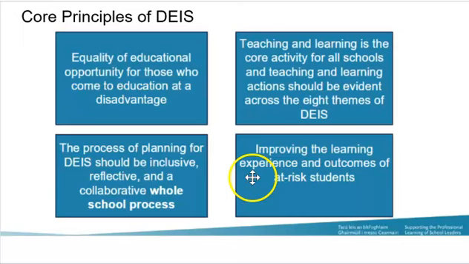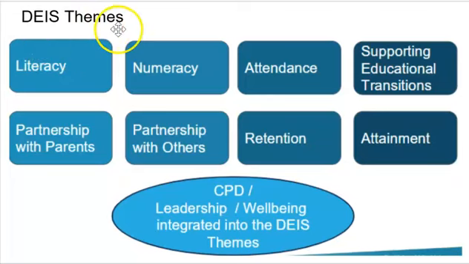Improving the learning experience and outcomes for at-risk students. DEIS themes: literacy, numeracy, attendance, supporting educational transitions, partnership with parents, partnership with others, retention, and attainment. CPD, leadership, and well-being are integrated into the DEIS themes.